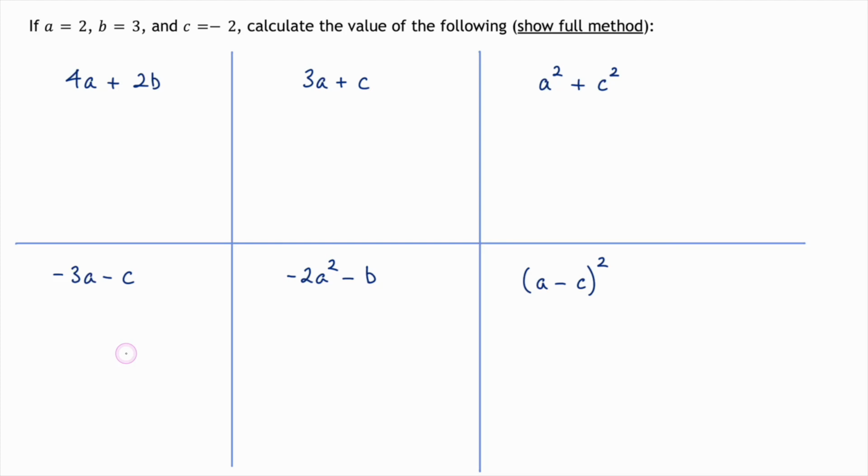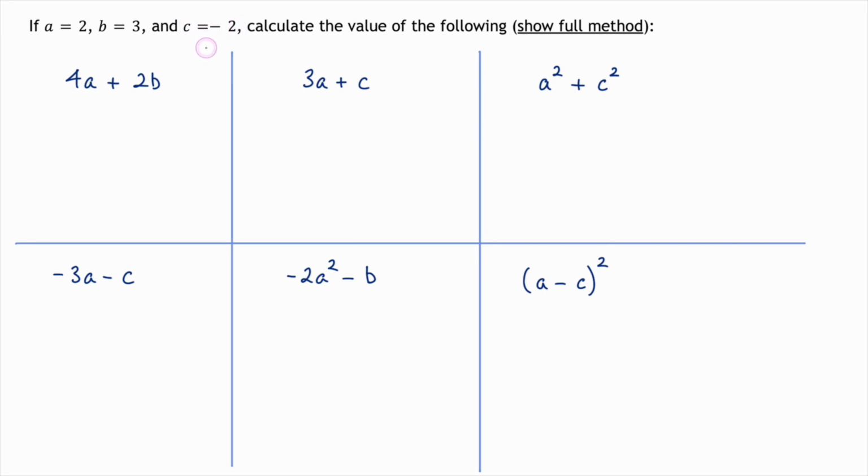In this lesson, we're going to look at substituting values into expressions and then calculating the overall value. Now, for this particular question, we're asked to show full method. We're given a value of a being 2, b is 3, and c is negative 2. We just need to be careful with this negative here.